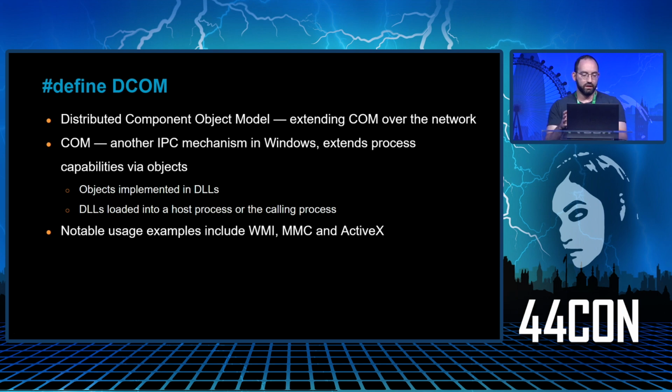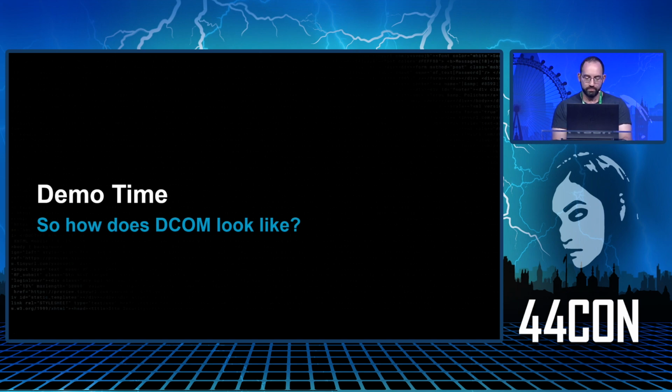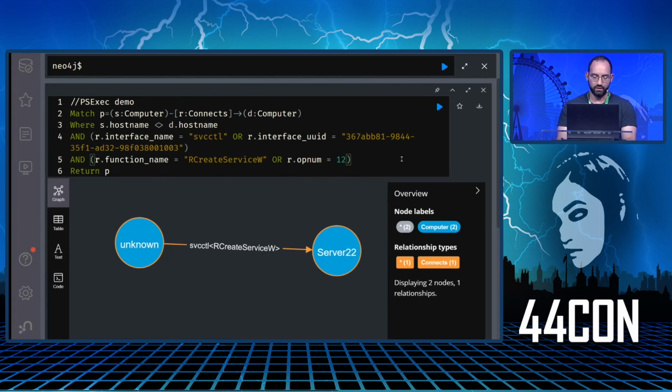And the COM objects are implemented in various DLLs that are then loaded either into the calling process or into a specific host process if we're talking about DCOM. And for notable examples, we have WMI, we have MMC, we have ActiveX. And DCOM complicates stuff. And I'm not going to tell you exactly how. I'm going to show you. Because, again, we already have a visibility solution. Let's see how it works.